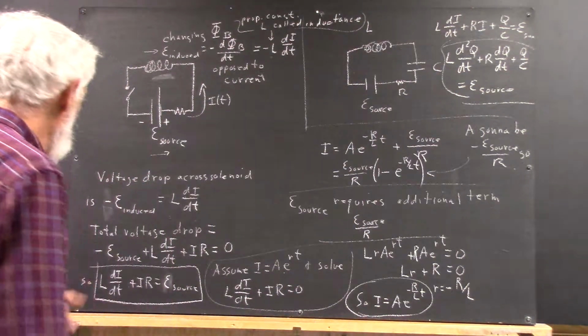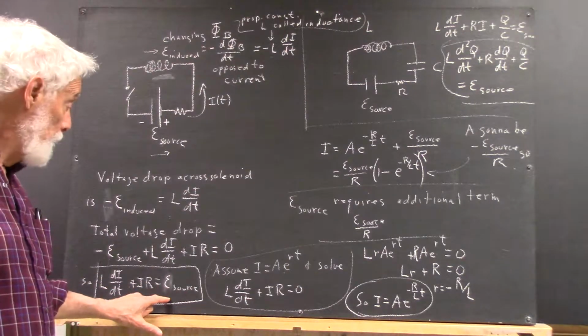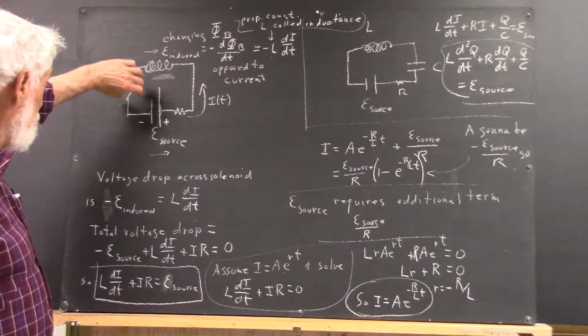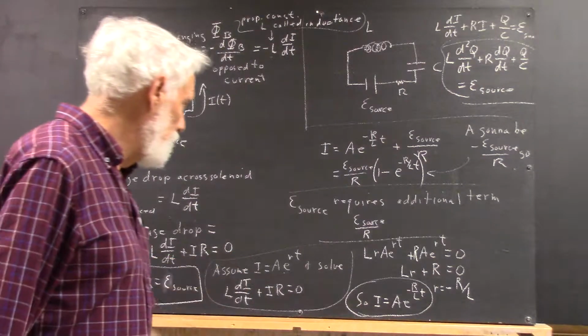Now, I say this equation is very easy to solve. That really depends on the EMF of your source. If you have a constant EMF, just a plain old battery or something, close the circuit, then it becomes fairly easy.